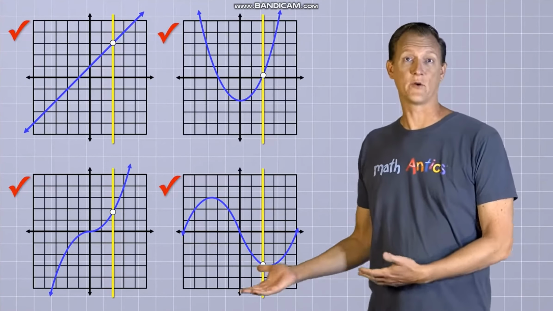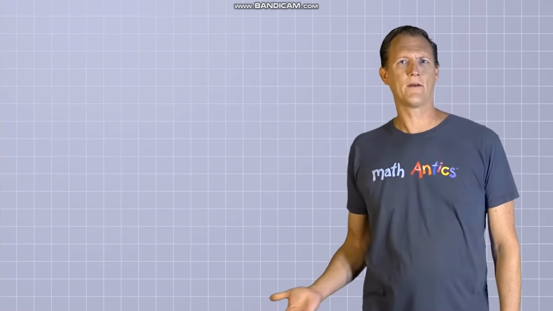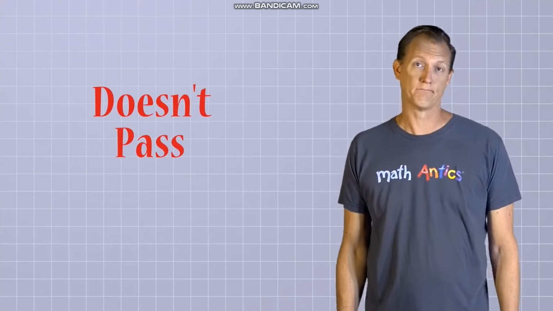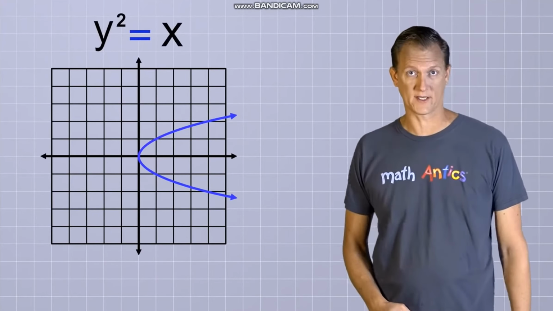Okay, so all of these graphs pass the vertical line test and are functions. But what's an example of a graph that doesn't pass the vertical line test? Well, here's one. It's the graph of our equation y squared equals x.